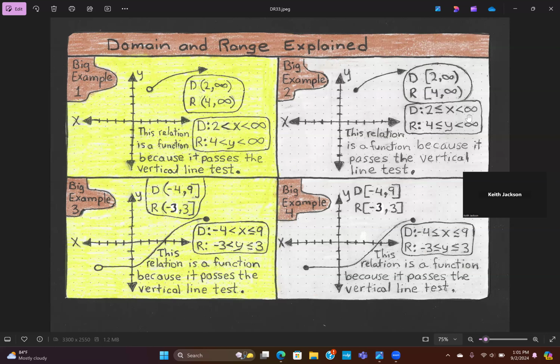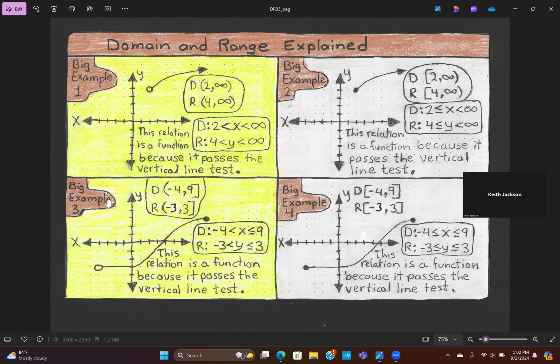And your algebra teacher may like for you to write it like this as well, in which x is less than infinity, while at the same time greater than or equal to 2. And the range right here, which we have y is less than infinity, while at the same time less than or equal to 4. And so again, this relation is a function because it passes the vertical line test.